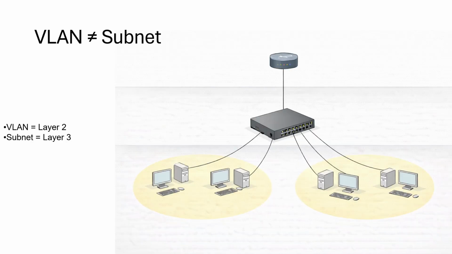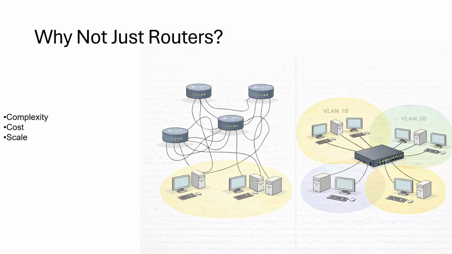A VLAN is not equal to subnet. This confusion is everywhere. VLANs are layer 2. They control broadcast domains. Subnets are layer 3, and they control IP logic and routing. They often align, but they are not the same. Structure first, IP logic later. Routers break broadcast domains. So why not just use routers? Because routers cost more, they add complexity, and they don't scale inside LANs. VLANs give you structure without turning the LAN into a routing maze.